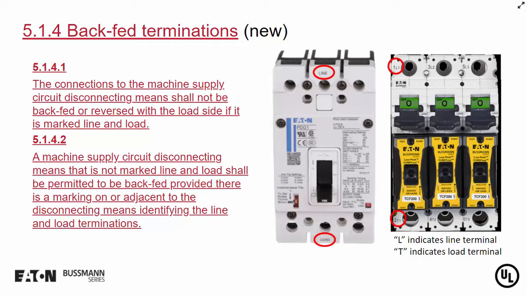The last thing I'd like to talk about before I pass it to John is a new requirement that was added for backfed terminations. And this is very important to consider. The NEC doesn't talk very much about backfed terminations. It's only in a few certain applications, but this is really more of a proper listing and labeling requirement for the product. You know, one very important thing in the NEC we talk about is NEC 110.3(B), which basically says you need to apply a product in accordance with its listing and markings.